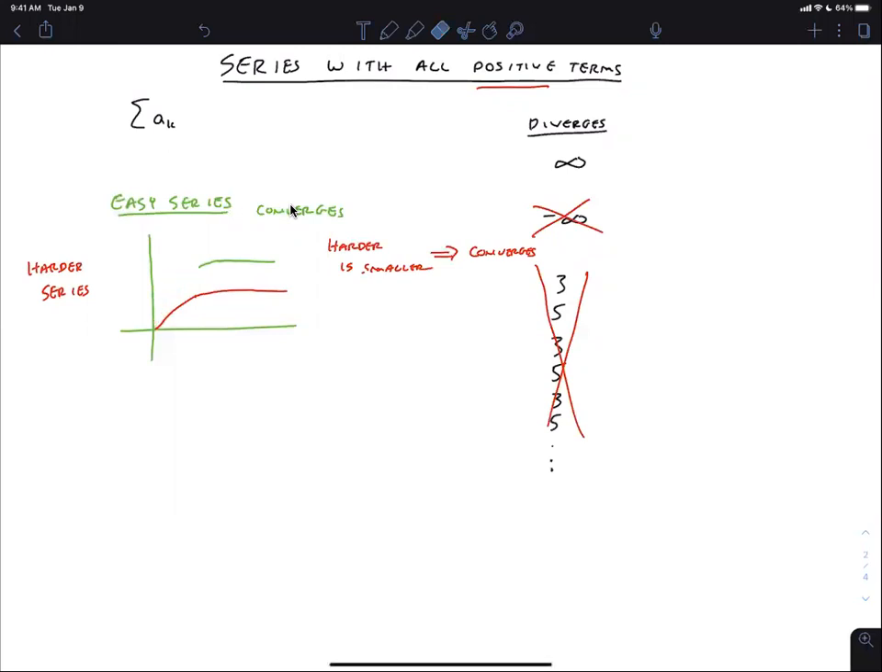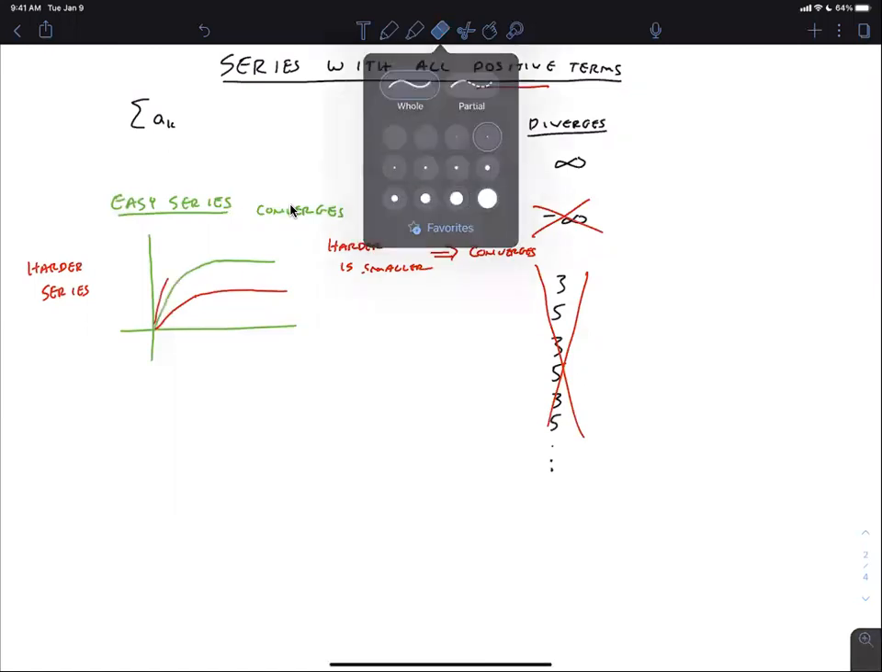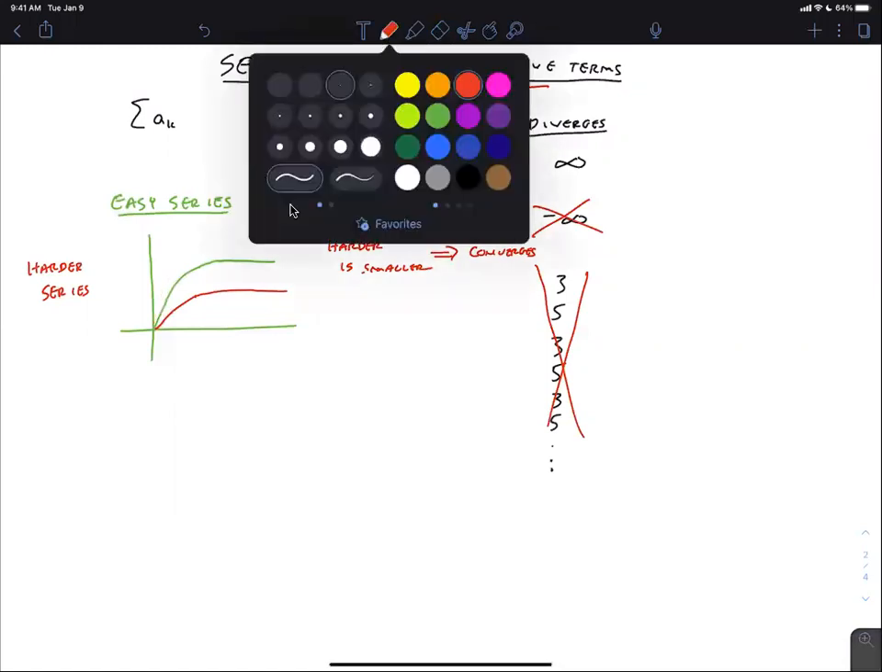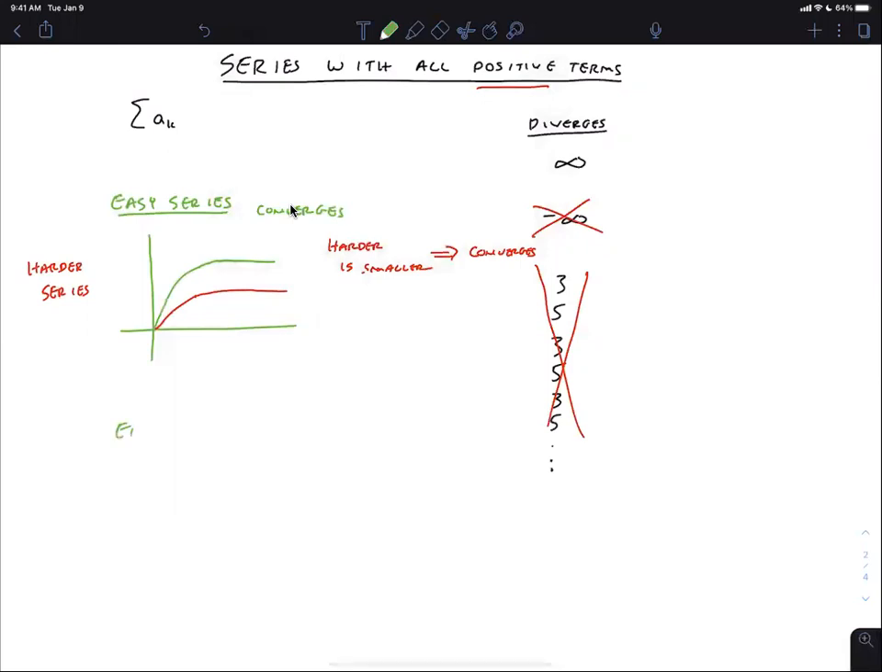Okay, now, what if the easy series diverges, and it's all positive? Then now the graph looks like that. Does that make sense? Because the only way, if it's all positive, for it to diverge is to go to infinity. Everybody clear?